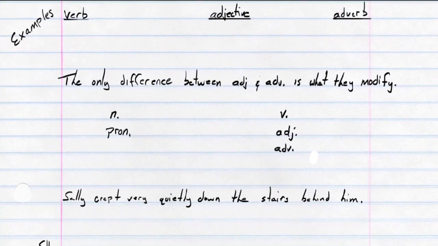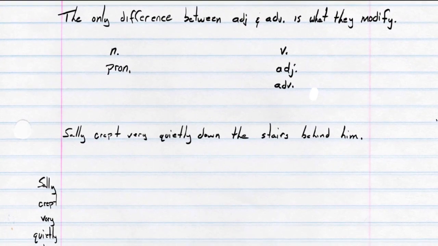So I'll move the page to the top. I'll leave my last notes at the top of the page. So after ADV for the adverb abbreviation, we're going to skip 2 lines. Then I want you to write down this example sentence. Sally crept very quietly down the stairs behind him. We're going to use this sentence today for an example, some practice.